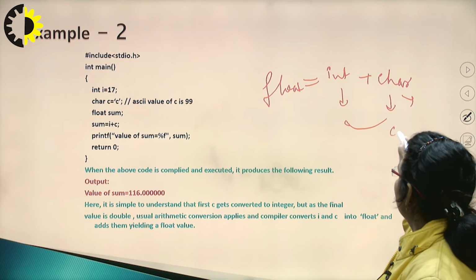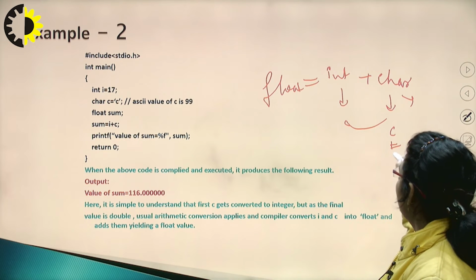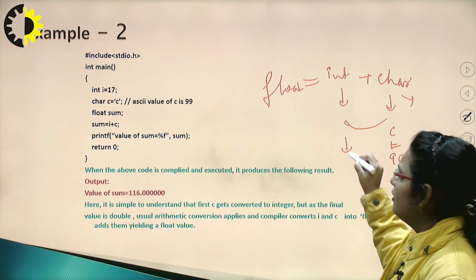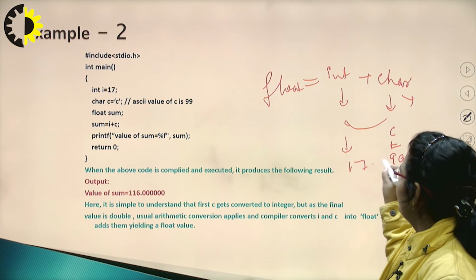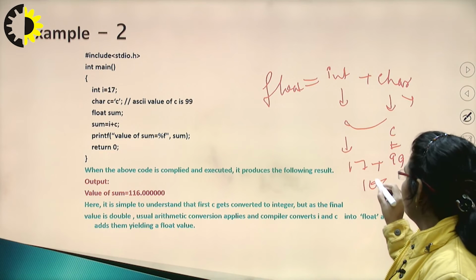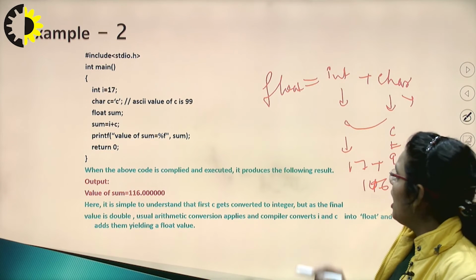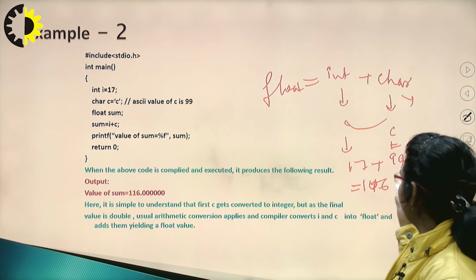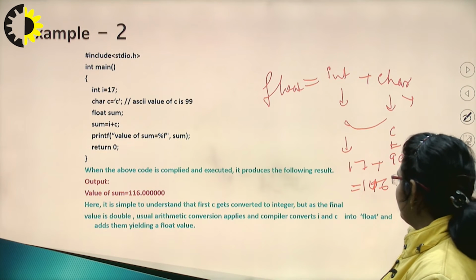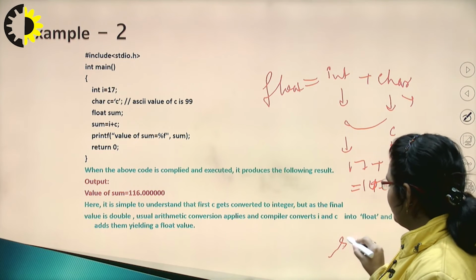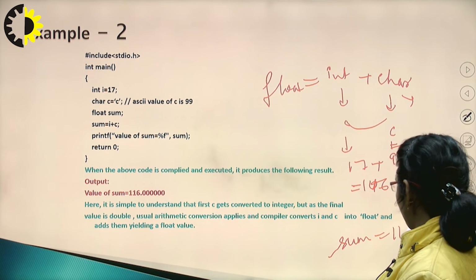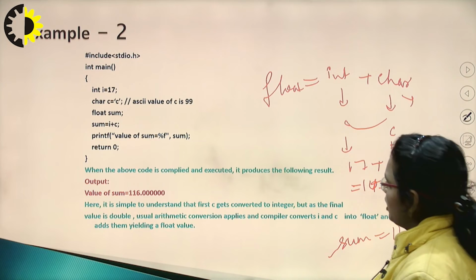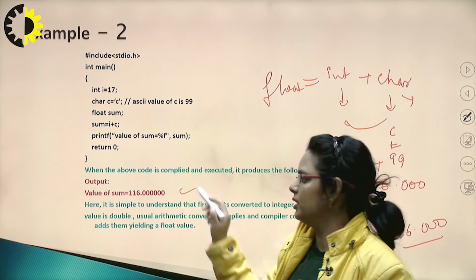So C would have value 99. I already has a value, that is 17, and when we evaluate this, it would become 116. And when we have to save it to a higher data type, that is a float type value, the entire value becomes a float type value. So the resultant value sum would be of float type. So 116 would become a float type value, and the resultant answer is 116.00.